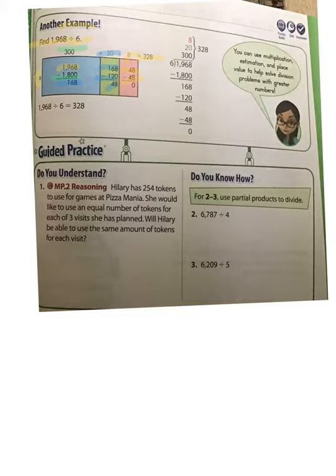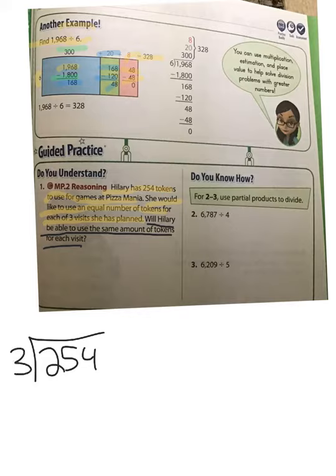Number 1. Hillary has 254 tokens to use for games at Pizza Mania. She would like to use an equal number of tokens for each of her 3 visits she has planned. We want to know, will Hillary be able to use the same amount of tokens for each visit? So we need to divide 254 by 3 to see if it goes into it evenly.